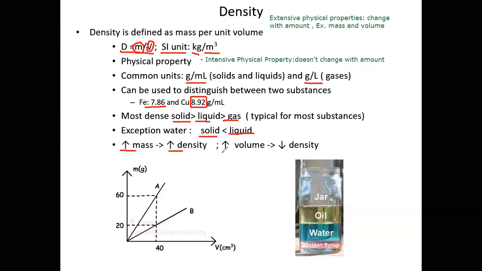Now, if you're at constant mass and you increase the volume, you're going to decrease its density. So they're inversely related properties. So if you increase the volume at constant mass, you're going to decrease the density.